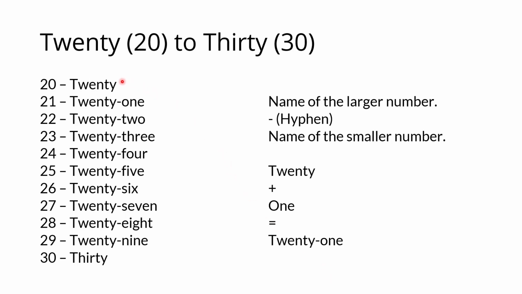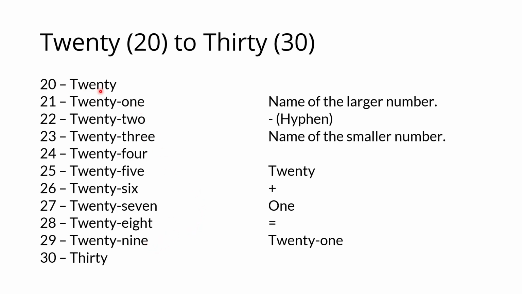Right, once we reach 20 and we start going up by tens, we have a different system. It starts to get a little bit easier to remember. What we form is the name of the larger number, so 20 in this case, plus a hyphen. We use a hyphen to connect words to make one word out of two, and then the name of the smaller number from 1 to 9.